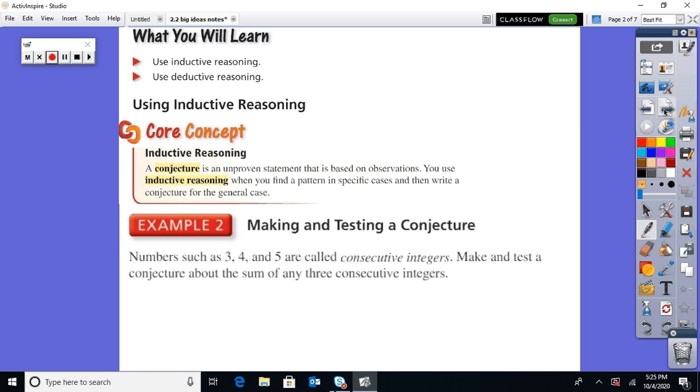All right, so what we're learning today, inductive deductive reasoning. Here's our vocab. A conjecture is an unproven statement. We use inductive reasoning when we find a pattern in specific cases and then write a conjecture for the general case. So when you reason specifically to generally, then that is called inductive reasoning.